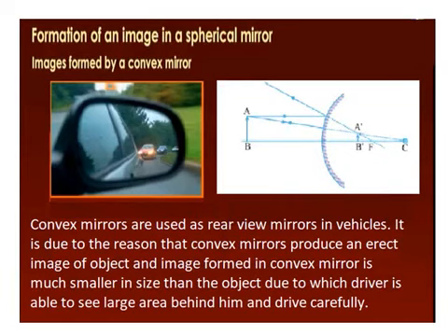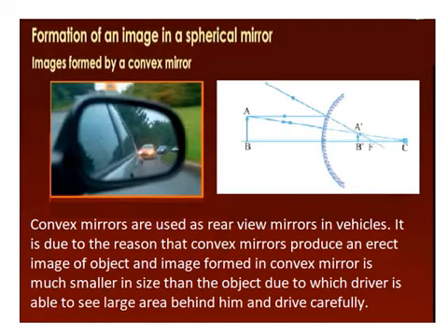It is due to the reason that convex mirrors produce an erect image of the object, and the image formed in the convex mirror is much smaller than the object, due to which the driver is able to see a large area behind him and drive carefully. So in the mirror, a wider field of view is seen because of this property, and because it gives an erect image. Because of this property also, convex mirrors are chosen as rear view mirrors.